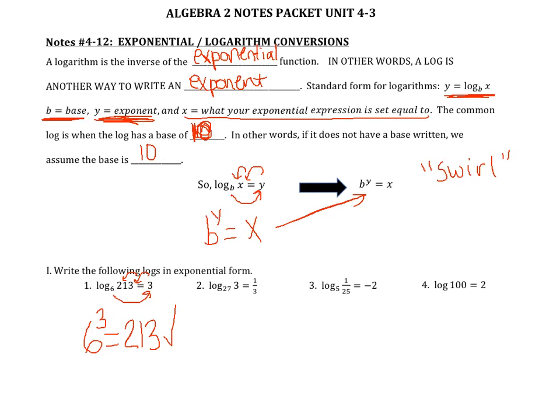So let's move on to the next one. We're going to swirl around. Always start with your base, 27 to the 1/3 power. So let's write that down. We're going to pick up our equal sign, and that's equal to 3. And that is a true statement, so you know you did it correct. Okay, pause the video right here, do number 3 and 4 on your own, and then play it back when you're ready to check your answers.